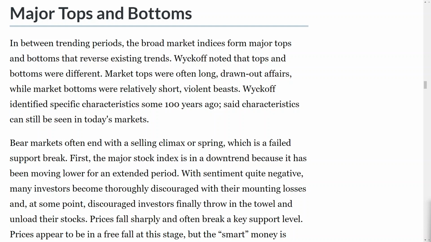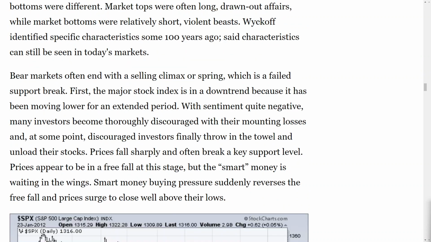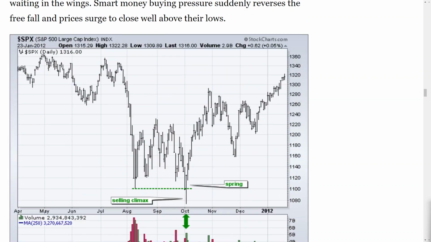First, the major stock index is in a downtrend because it has been moving lower for an extended period. With sentiment quite negative, many investors become thoroughly discouraged with their mounting losses and, at some point, discouraged investors finally throw in the towel and unload their stocks. Prices fall sharply and often break a key support level. Prices appear to be in a free fall at this stage, but the smart money is waiting in the wings. Smart money buying pressure suddenly reverses the free fall and prices surge to close well above their lows.